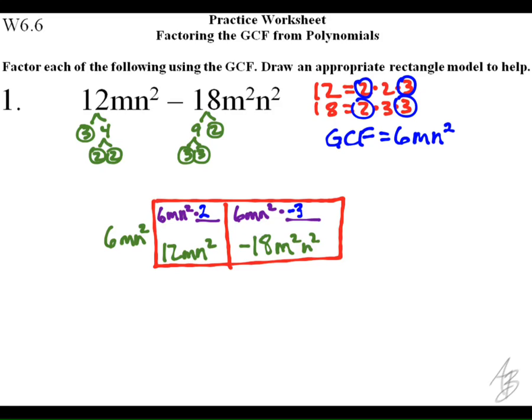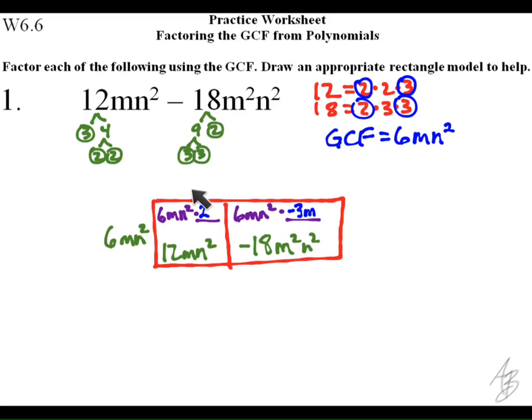Okay, over here, what do I multiply by 6 to get negative 18? Negative 3. Do I need any more m's? So I have 1 here, but I need to have 2. So I need 1 more. Do I need any more n's? No. So now I can put the lengths in here.